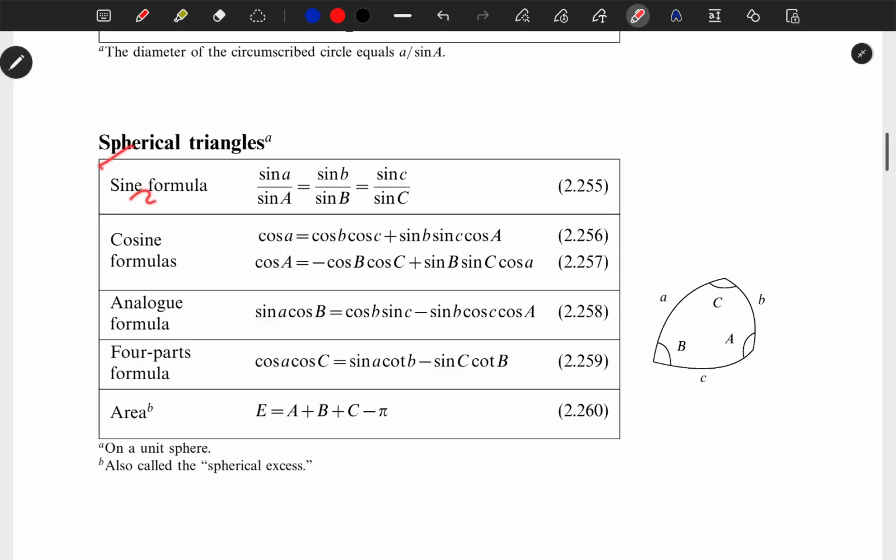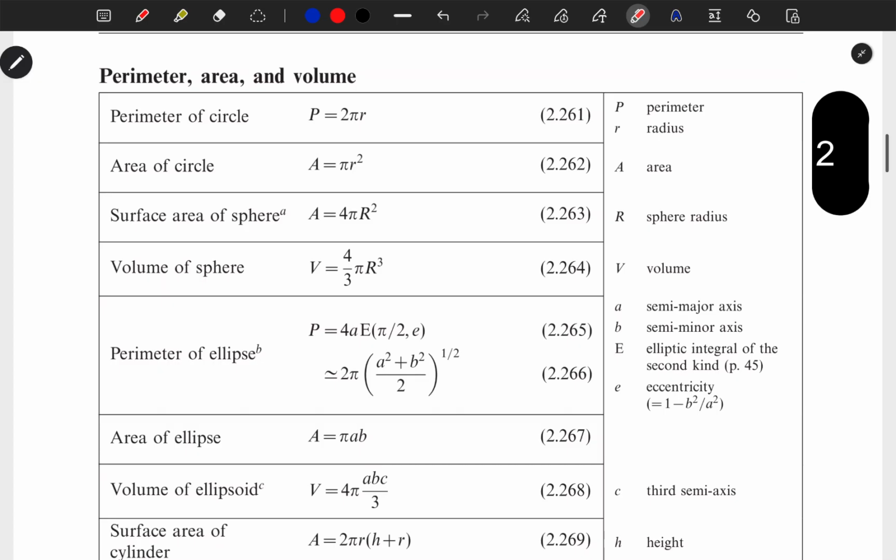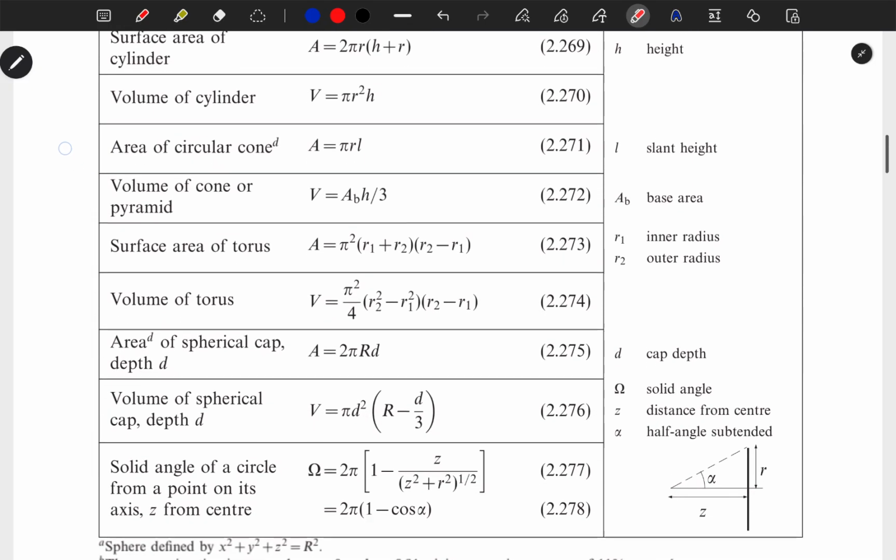For spherical triangle: sin a by sin A, sin b by sin B, sin c by sin C. Perimeter of a circle 2 pi r, pi r squared for circle area. Surface area of a sphere 4 pi r squared. Volume is 4 by 3 pi r cubed. Area of an ellipse pi ab. Volume of an ellipsoid 4 pi by 3 abc. Like this, other formulas are also here.